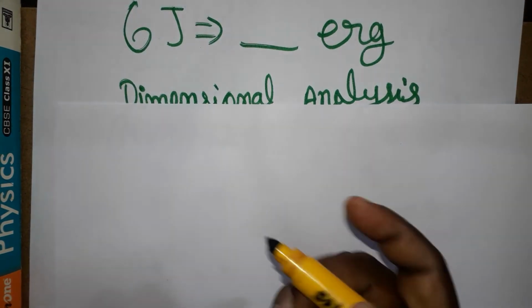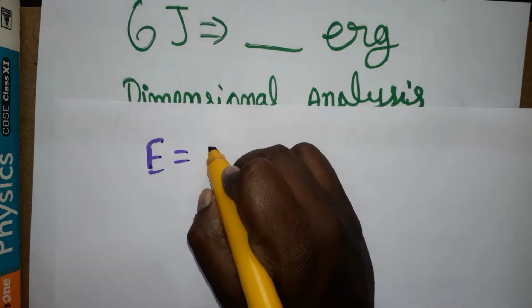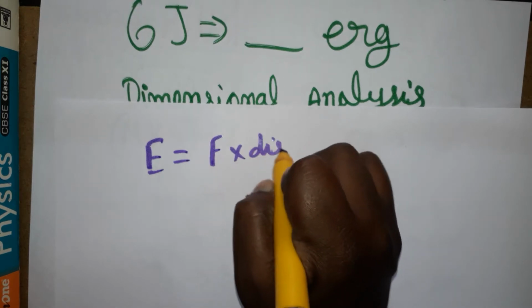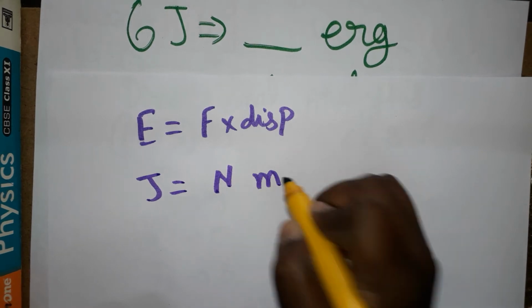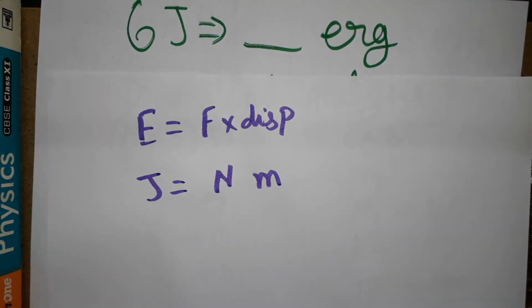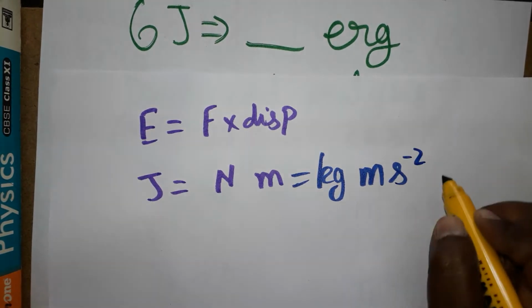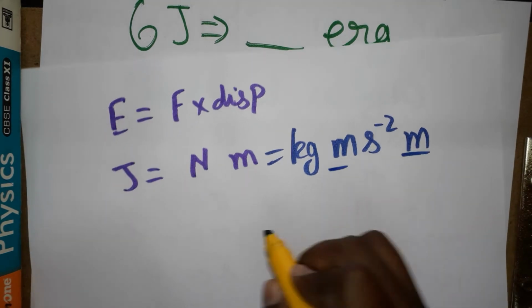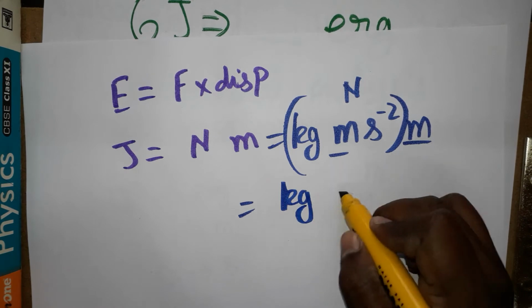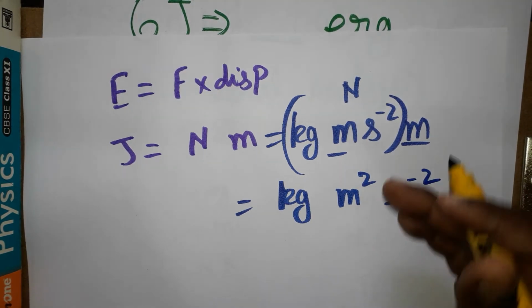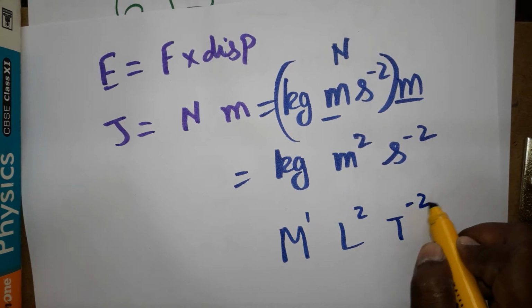Okay, now just see here the energy formula. Energy is equal to force into displacement. Energy unit will be joule, force unit will be newton, displacement SI unit will be meter. So newton is kg meter second to the power minus 2, into meter. So meter becomes meter square, and instead of newton we can write kg meter square second to the power minus 2. Now I am changing this into a dimensional formula, M power 1, L power 2, T power minus 2.